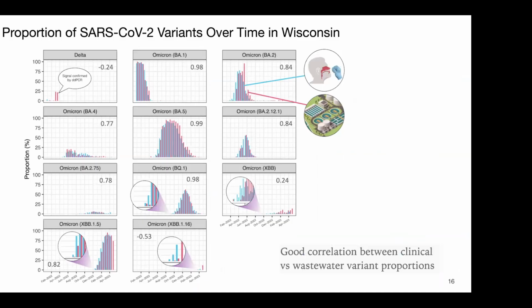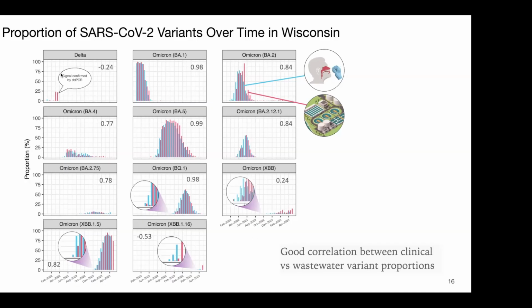And here it's exactly the same plot that I showed previously. So the y-axis is the proportion between 0 and 100. But this time I split them per different variant. The blue bars represent the clinical signal, while the red bars represent the wastewater signal. And as you can see, for all the different variants, both the clinical and the wastewater signal rise and decrease at about the same times.